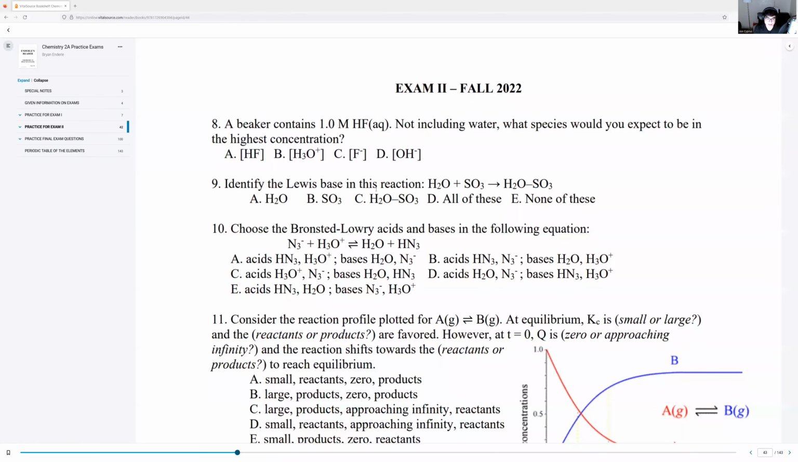All right, number 10, it says choose the Bronsted-Lowry acids and bases in the following equation. Oh, I lost my mouse. Where did my mouse go? Oh, there it is.